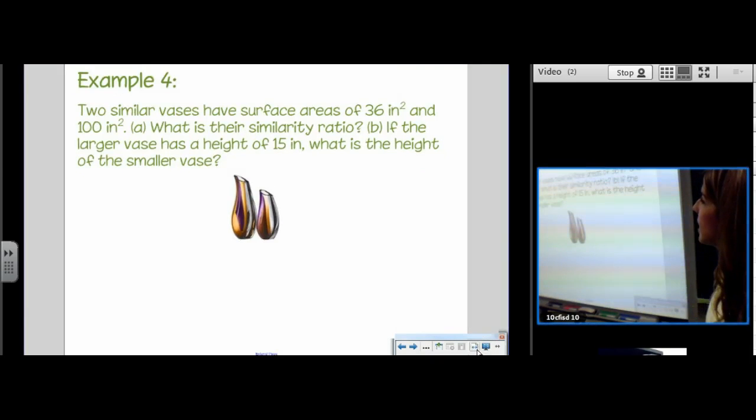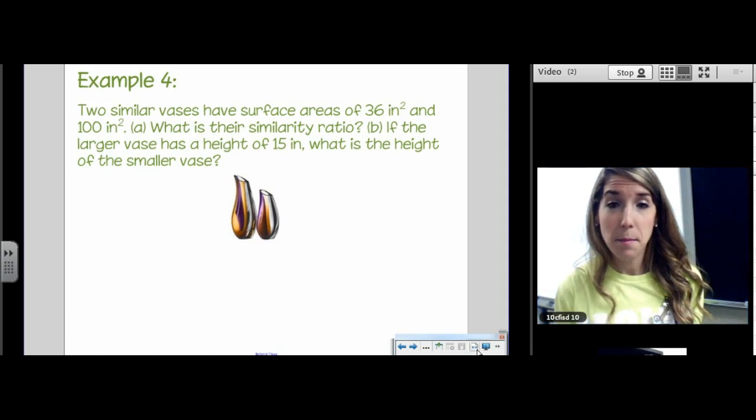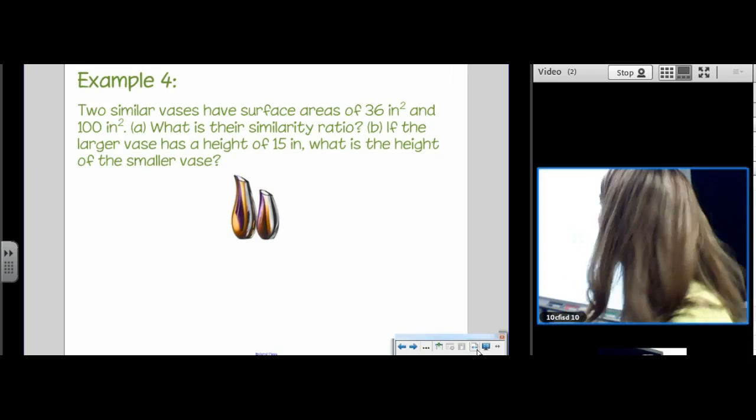Two similar vases have surface areas of 36 inches squared and 100 inches squared. What is their similarity ratio? And then we'll do B next. Okay, so similarity ratio means, what is their 1D ratio? That's what it means, their 1D comparison.